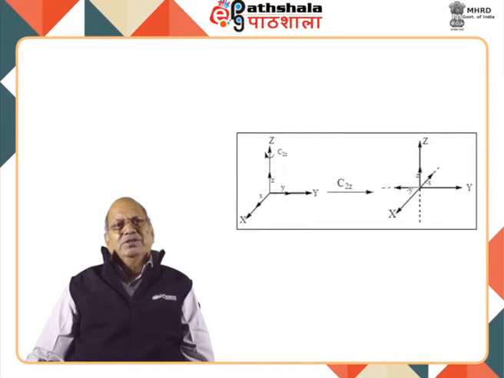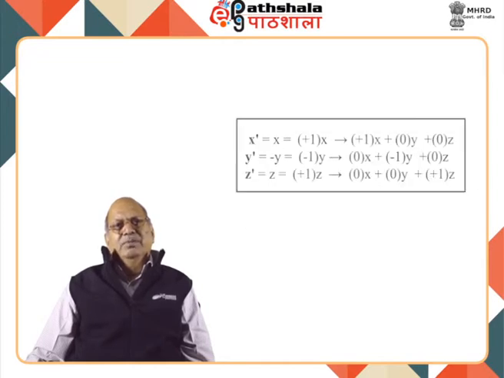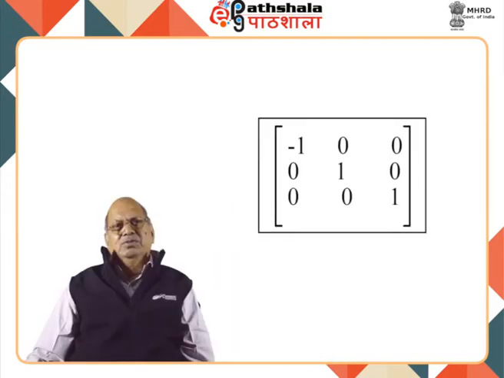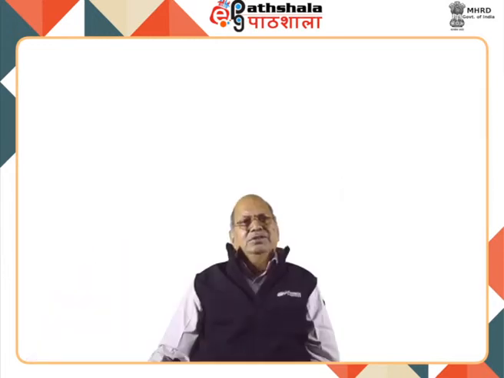So x dash, y dash, z dash is nothing but the matrix corresponding to C2x on x, y, z. Corresponding to C2x is minus 1 0 0, 0 minus 1 0, 0 0 plus 1. Thus the matrix corresponding to C2x on unit vectors is written as minus 1 0 0, 0 minus 1 0, 0 0 1. Now let us see the effect of sigma xz on unit vectors x, y, z.